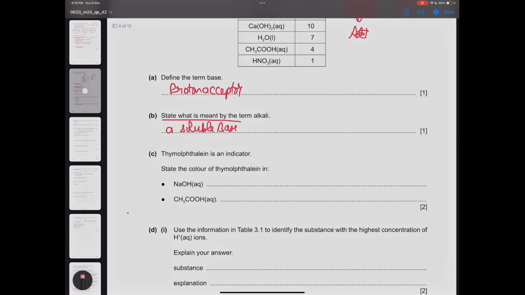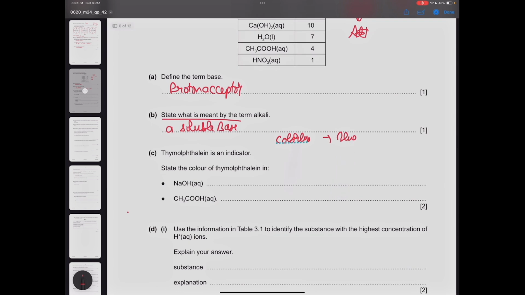Thymolphthalein is an indicator. All right. State the color of thymolphthalein. For thymolphthalein, you just need to remember it goes from colorless to blue. Try to learn it like this. Colorless to blue. So in acid it is colorless, in base it is blue. Now NaOH. Is it an acid? No, it's not an acid, it's a base, it's an alkali. So what will be the color? Colorless? Are you sure? No, it's blue. I mentioned colorless to blue, acid first, base later on. So now this is a base, it should be blue here. This is an acid, it should be colorless here.